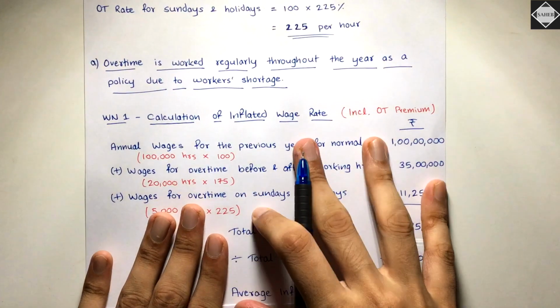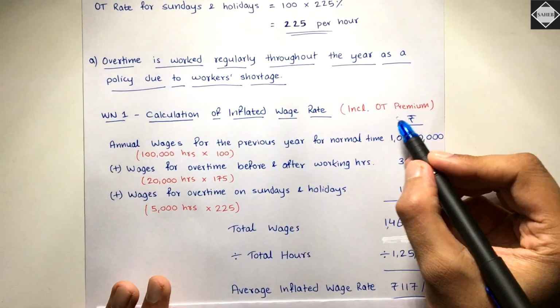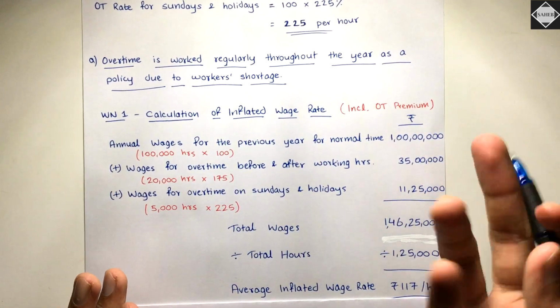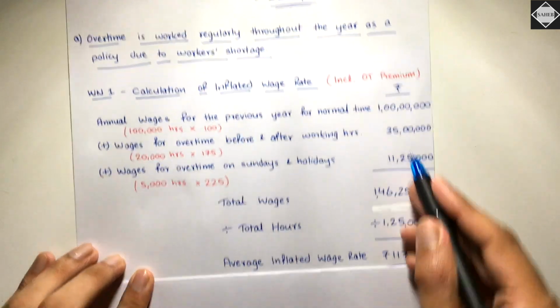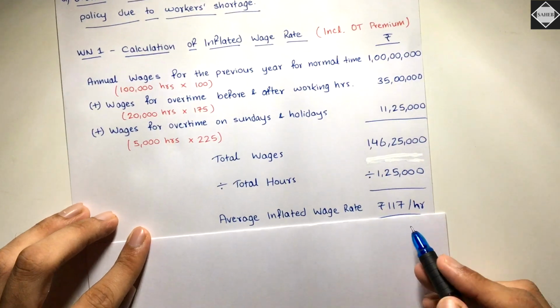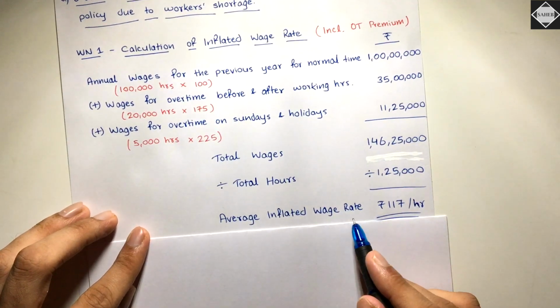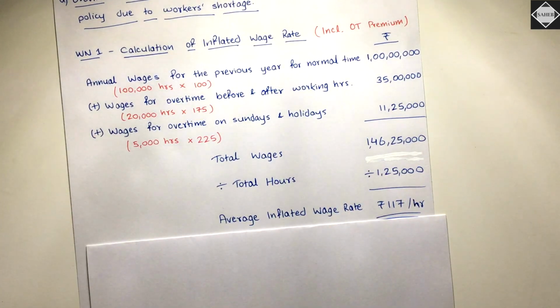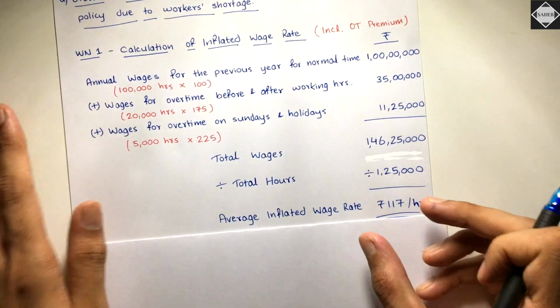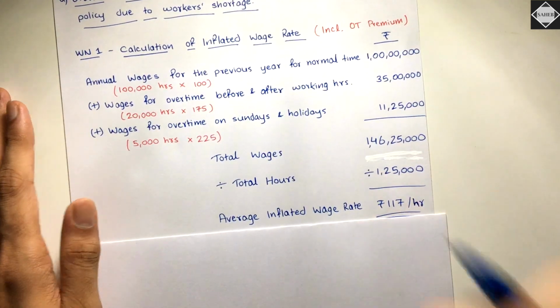But now here what we have done, here we have included OT premium as well. Overtime payment is also included over here. See, this is the overtime payment now. It's all included, and then we are calculating. So we are getting what? Average inflated wage rate. Normally we are having overtime in the company regularly as a company policy due to shortage. So now this rate we are going to use for the costing purpose.